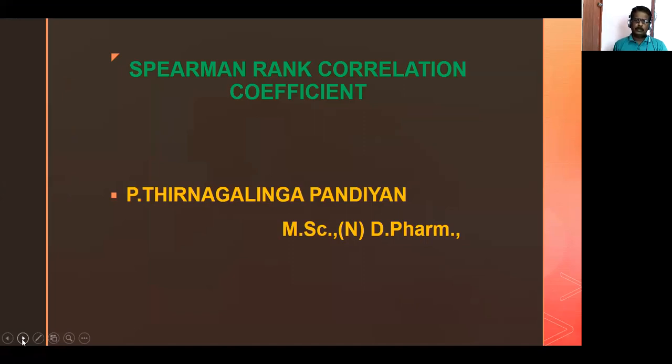Relationship between two variables is called correlation. Measuring the degree of relationship between the two variables is called the correlation coefficient. We calculate the correlation coefficient by the scatter diagram, the Karl Pearson method, and the Spearman rank correlation coefficient method. Today we are going to see about Spearman rank correlation coefficient.